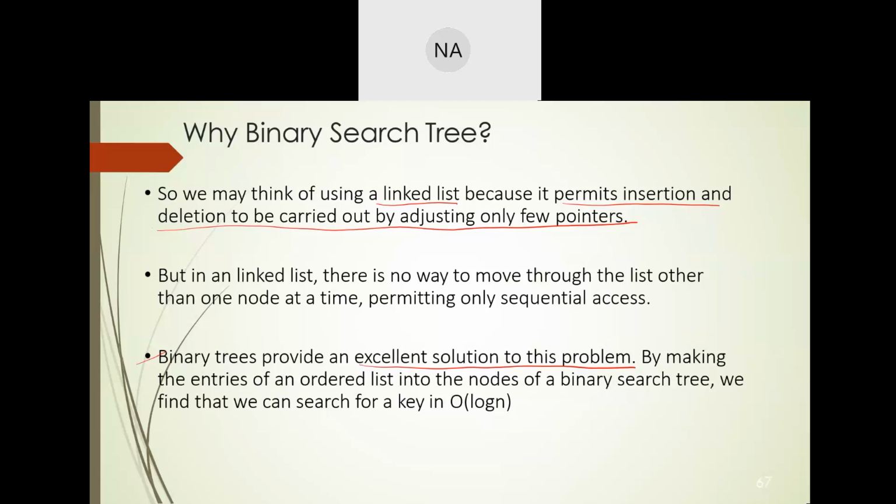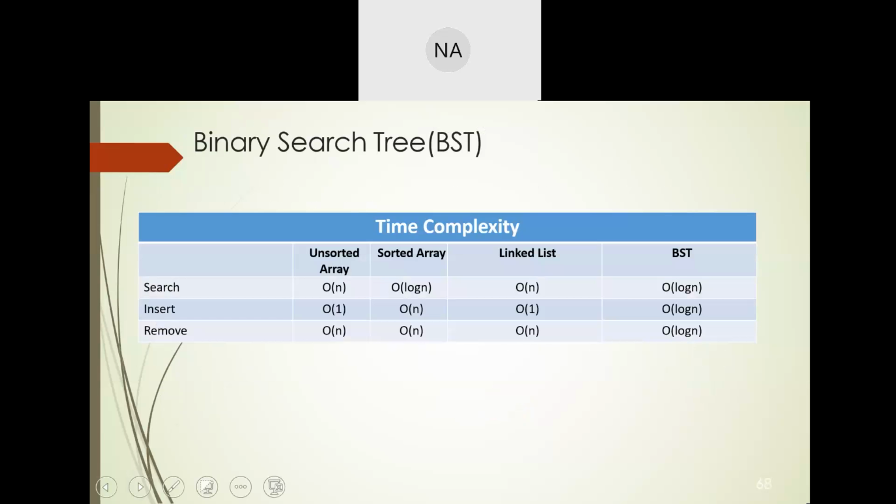So in the binary search tree, we have the order of complexity, order of log n, for all the three operations, that is searching, insertion and deletion. For all these three operations, the order of complexity remains the same, order of log n. So this is the advantage of binary search tree over the linear array and the linear linked list for searching. From this table it will be more clear.